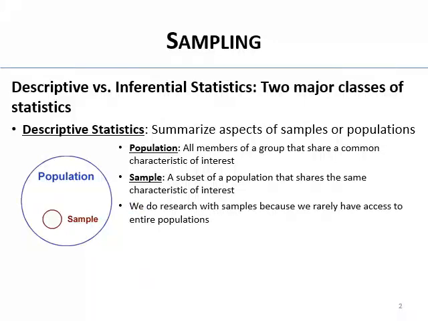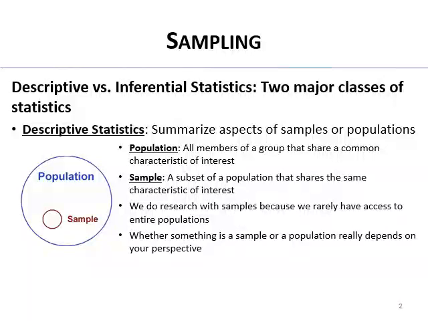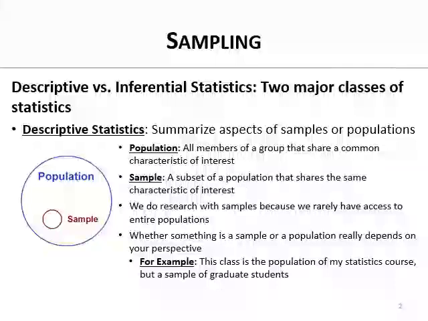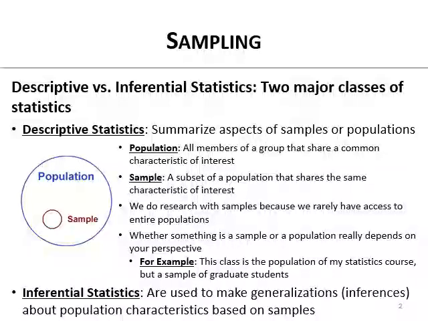like the picture shows. Now, we do research almost exclusively with samples because, well, not only do we not really have access to entire populations, we don't have all day, right? We've got other things to do besides just research on one study. Whether something is considered a sample or population really depends on your perspective. So this class, for example, is the population of my statistics course, but a sample of all graduate students.